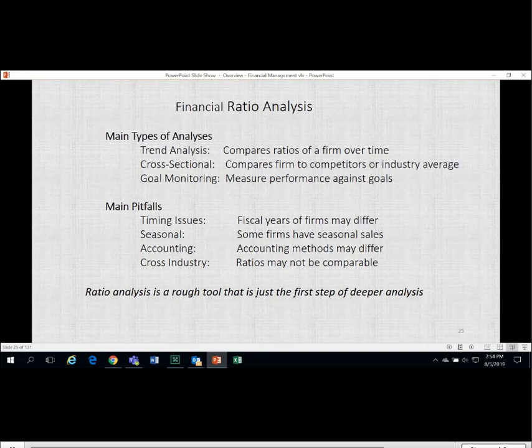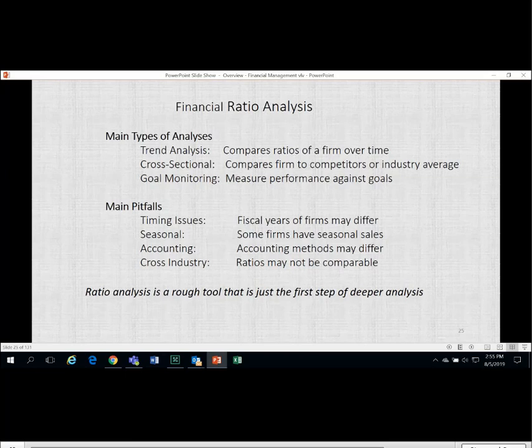Now, there are several pitfalls. First are timing issues. The fiscal years of firms may differ. One firm may use a calendar year for their fiscal year. Another firm might use, say, July to July. And so trying to compare firms with different fiscal years may cause problems. Seasonal. Many firms have seasonal sales, so the time of year you pick to measure it has an impact.